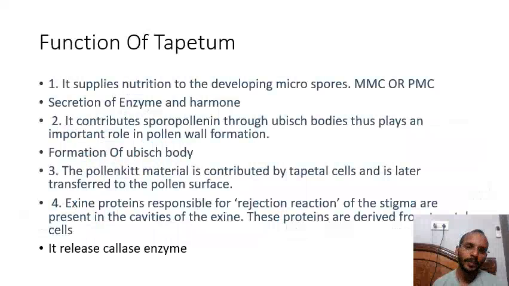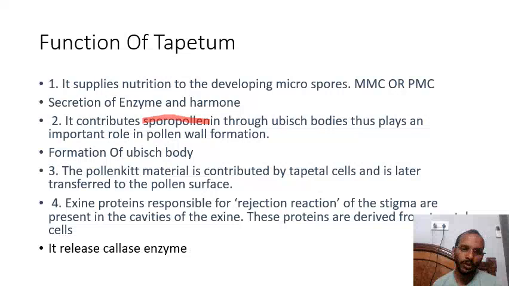Here we'll see the function of the tapetum. The tapetum is very important for spores. It supplies nutrition to the developing microspores, MMC or PMC, and secretes enzymes and hormones. It contributes sporopollenin through Ubisch bodies, and thus plays an important role in pollen wall formation. What is sporopollenin? It is made up of biopolymers and phenolic compounds. So it protects the spores from thermal and chemical reactions. So it is very important. It protects the spores for a long time.